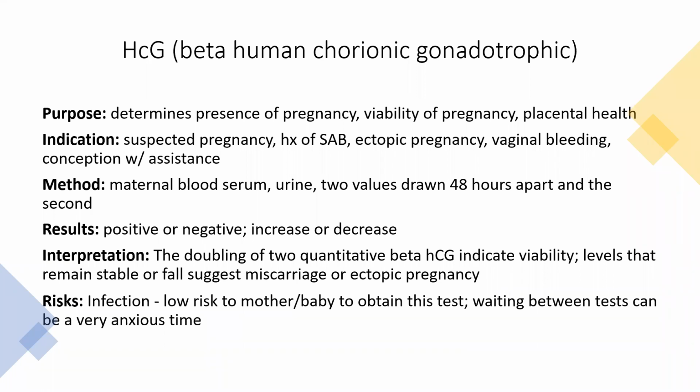The method is maternal blood serum or urine, with two values drawn 48 hours apart. So we're trying to see if it's increased from that first one. Two days go by, and we test again, positive or negative, the increase or the decrease. The interpretation is that doubling of two quantitative beta HCG levels indicates viability. Levels that remain stable or fall indicate a spontaneous abortion, also called miscarriage, or maybe an ectopic pregnancy. Risks would be infection, but it is low risk to mother and baby to obtain this test. Waiting between tests can be a very anxious time.